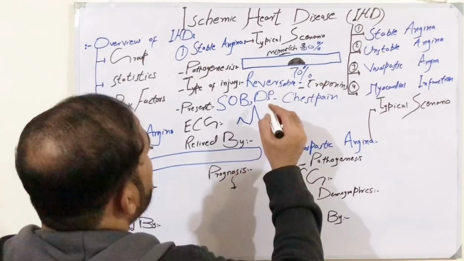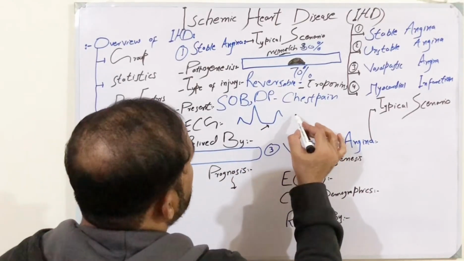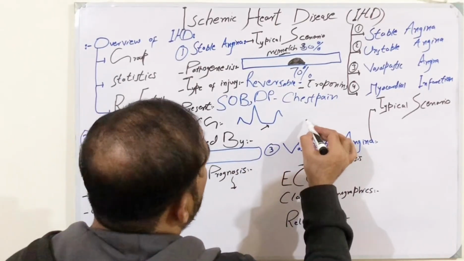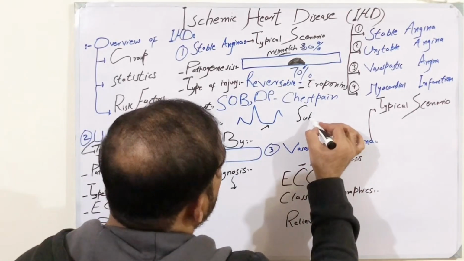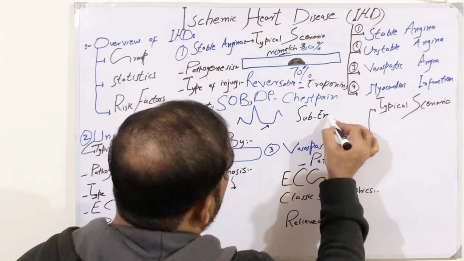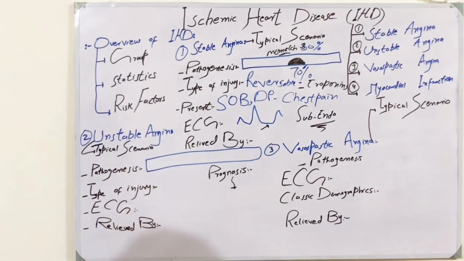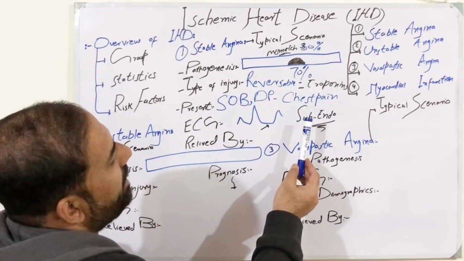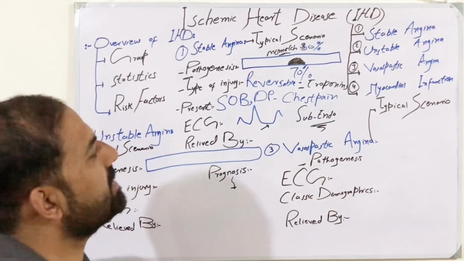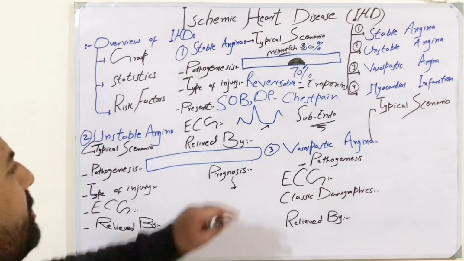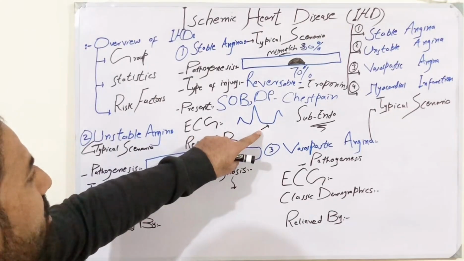Because in this type of ischemic heart disease, the pathogenesis is subendocardial. The subendocardial portion is ischemic over here. Hence you will have ST depression. Remember, whenever the impaired blood supply involves the subendocardial portion, you will see ST depression on ECG.